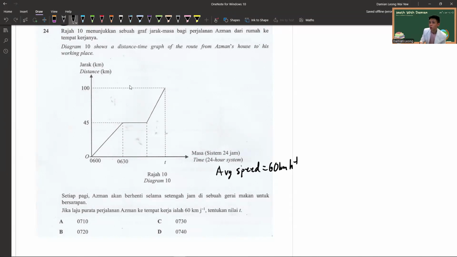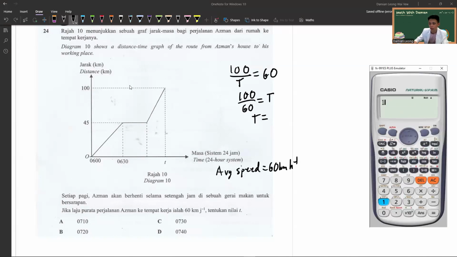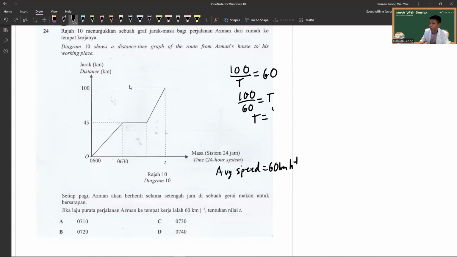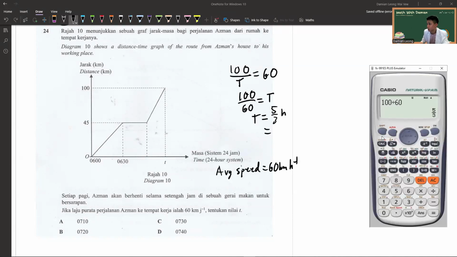Average speed would be total distance, which in this case is just the 100 km, over total time. Total time is not exactly the t value here, but it is the time. Let's say I put capital T, just to differentiate from this t. Total distance over total time is 60, means 100 divided by 60 is the total time. Then we calculate 100 divided by 60, which is 5 over 3. But 5 over 3 is in hours. So let's change to hours and minutes.